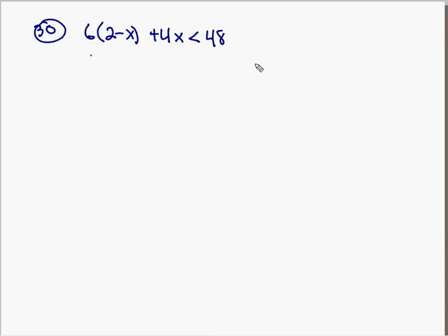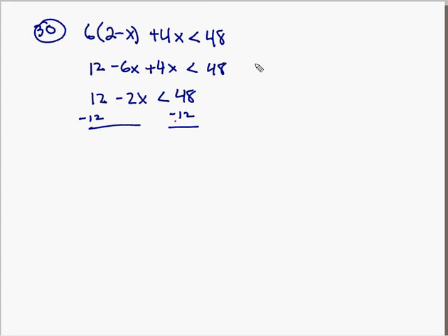First I'll use the distributive property, so I'll go 6 times 2, which gives me 12, and then 6 times negative x, which gives me negative 6x, plus 4x, less than 48. Now I'm going to combine my like terms: negative 6x plus 4x is negative 2x, and that's less than 48. Now I'll subtract 12 from both sides of the inequality, and I'm going to get negative 2x is less than 36.